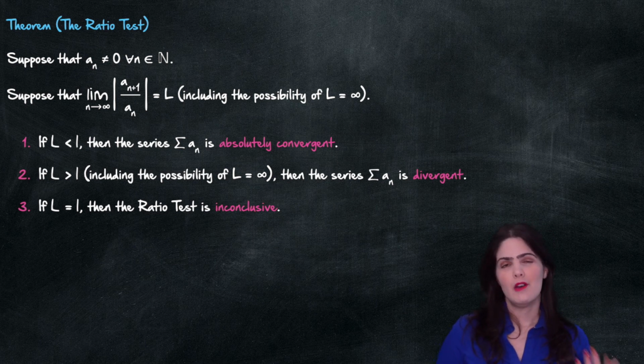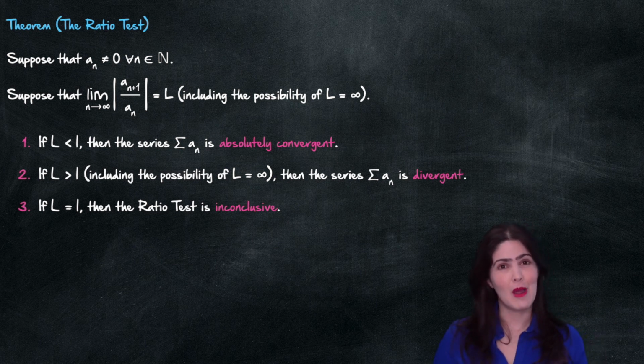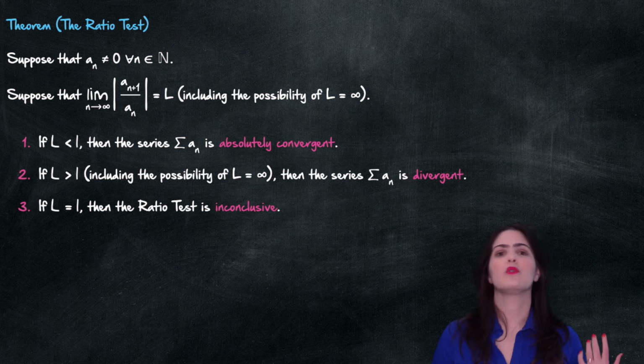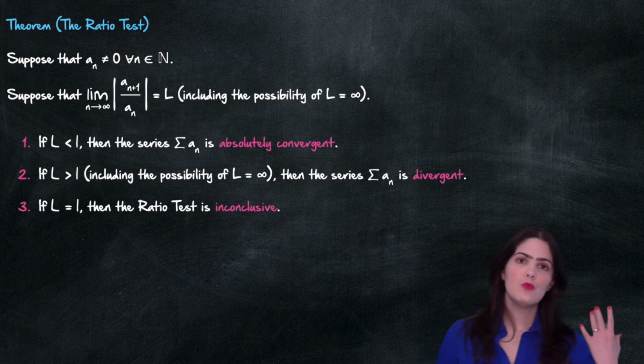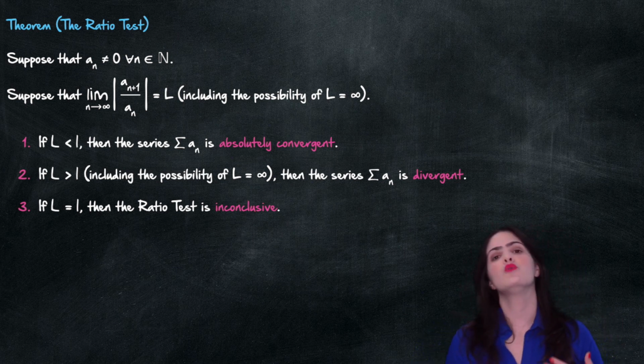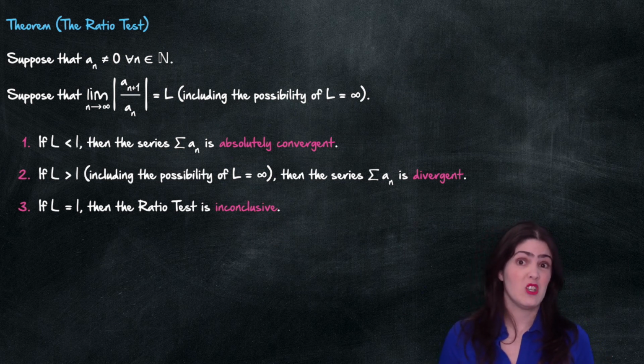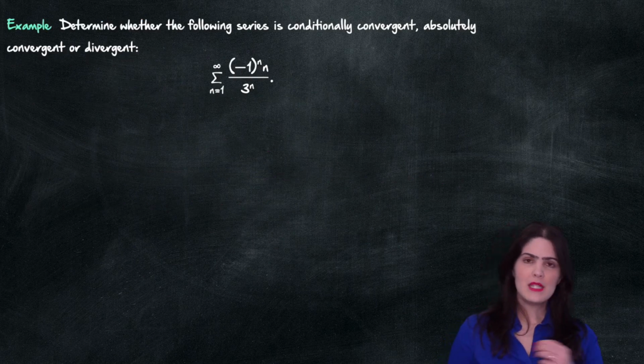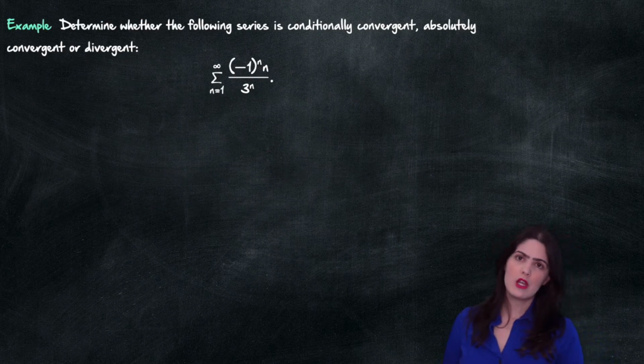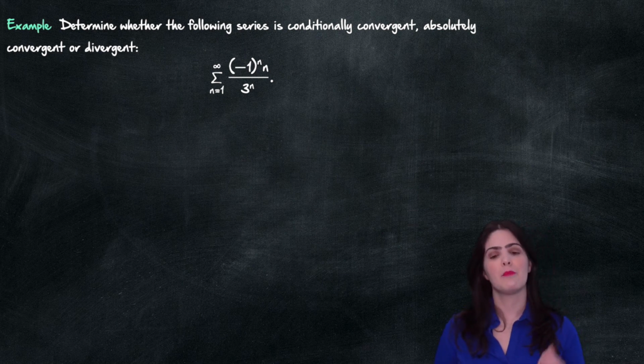So, of course, this is very nice and very powerful when the limit is less than 1 or greater than 1. When you try to apply the ratio test and you find that the limit is equal to 1, you just have to do something else, because this is absolutely useless. But that's okay. So let's take a look at how to use the ratio test in an example, and after that I'm going to give you the proof of the theorem.